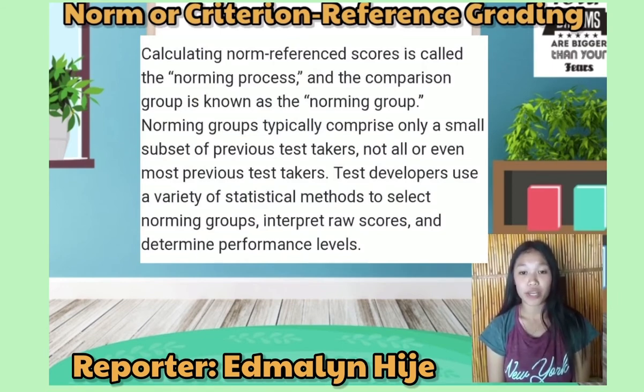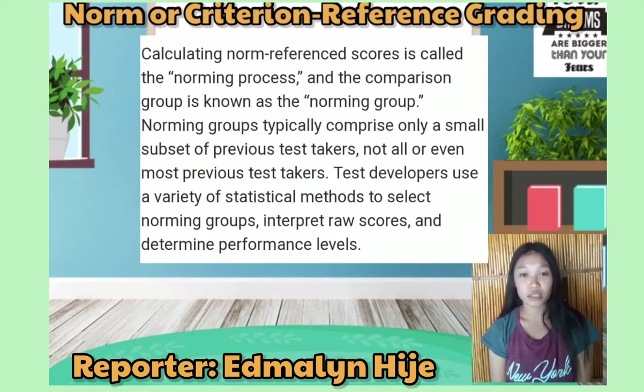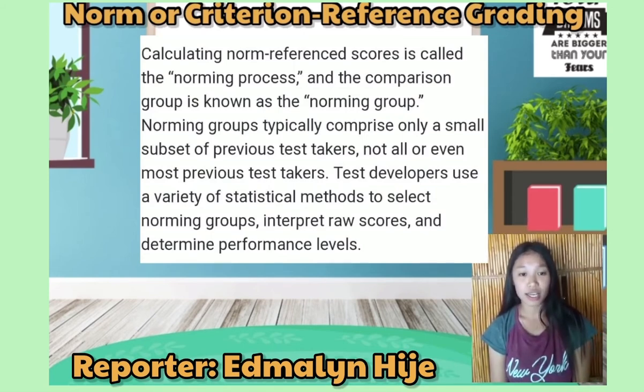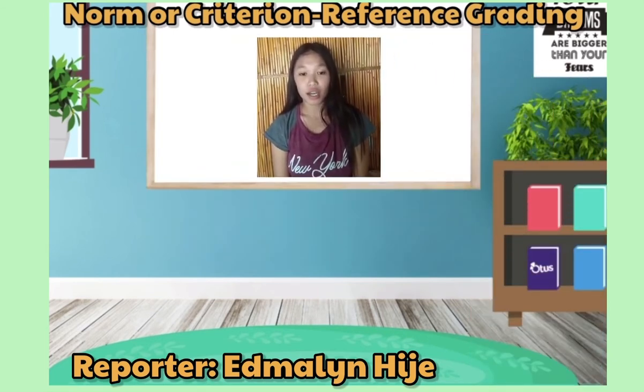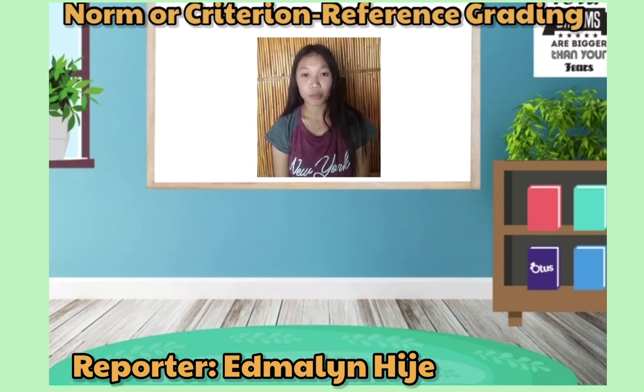Norming groups typically comprise only a small subset of previous test takers. Test developers use a variety of statistics to select norming groups, interpret raw scores, and determine performance levels. Norm reference scores are generally reported as a percentage or percentile ranking. For example, a student who scores in the 70th percentile performed as well as or better than 70 percent of other test takers of the same age or grade level, and 30 percent of students performed better, as determined by the norming group.